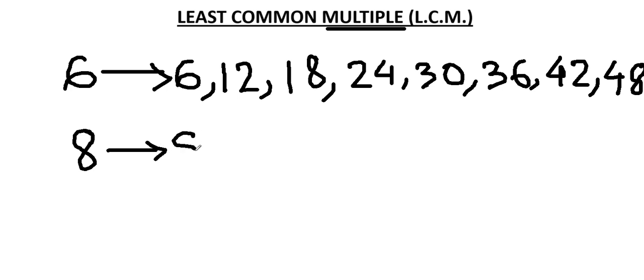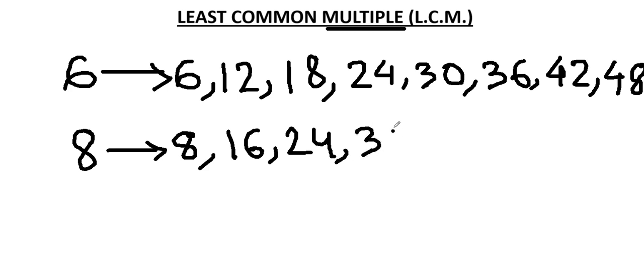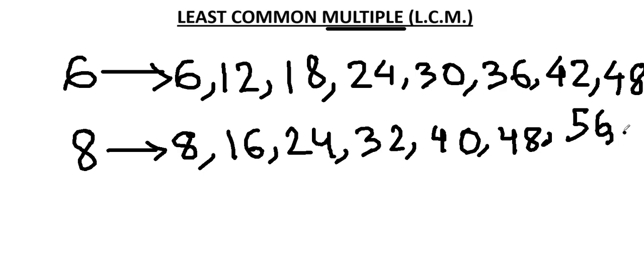8 times 1 is equal to 8, 8 times 2 gives us 16, 3 gives us 24, 8 times 4 gives us 32. Then we have 40, 48, 56, and 64. Let me write it in one line. So we have 56 and we have 64. So these are the multiples of 8 and 6. So we are done with the multiple part.